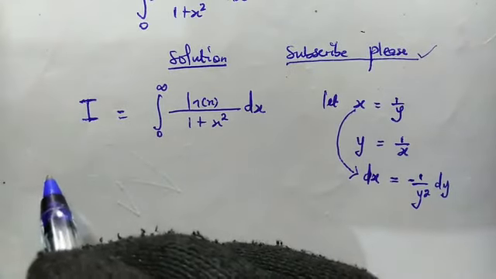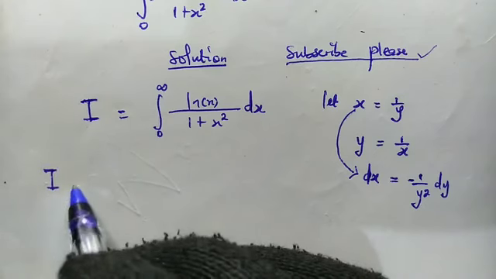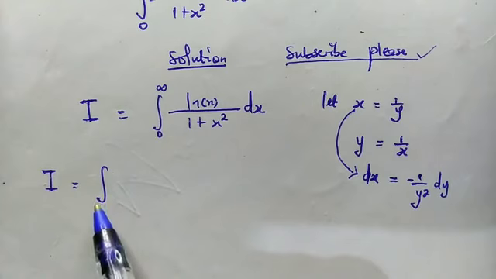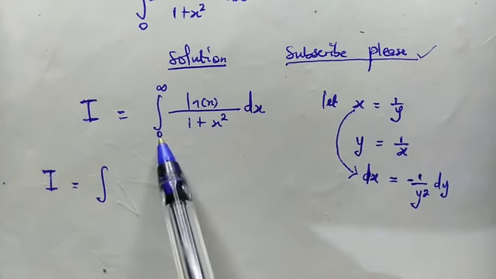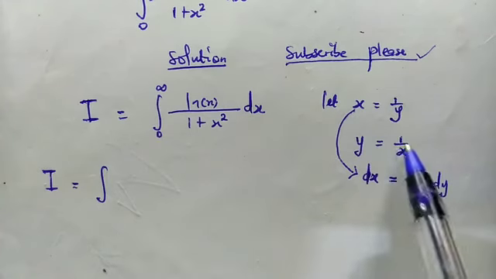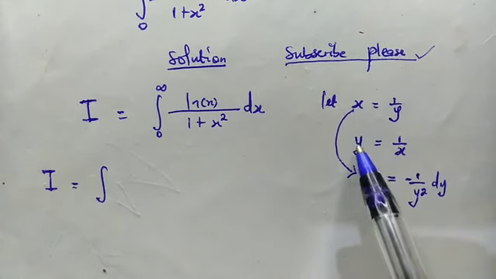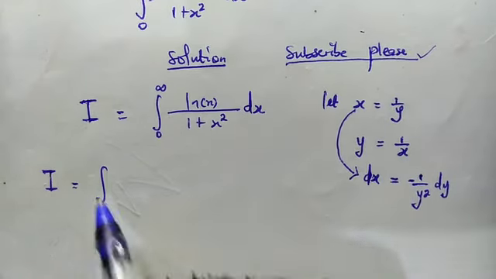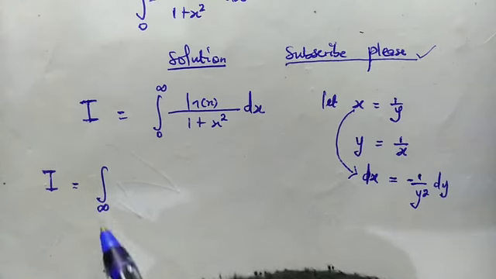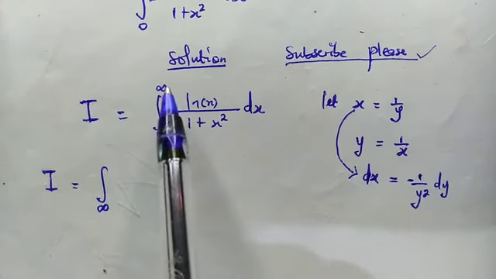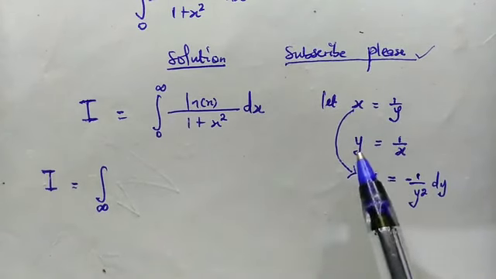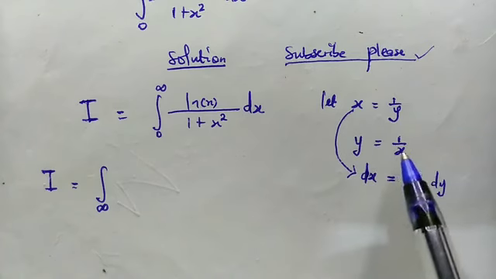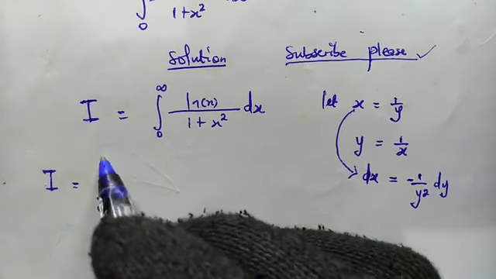So here I is equal to the integral. Now what about the boundaries of integration? When x is approaching 0, y will be approaching 1 over 0, and that tends to infinity. So here we have the lower limit as infinity. Now the upper limit: when x is approaching infinity, y will be approaching 1 over infinity, and that tends to 0.